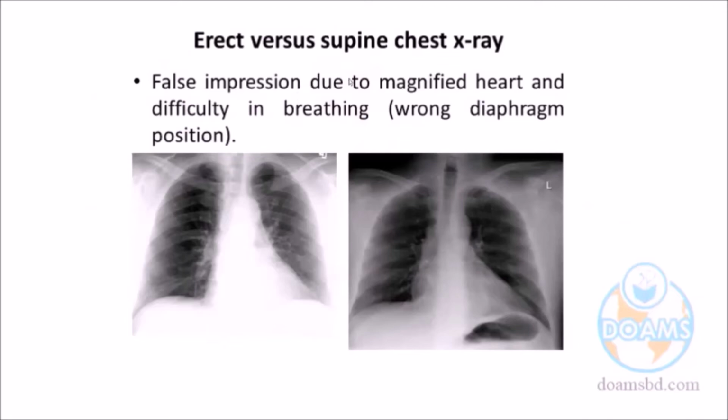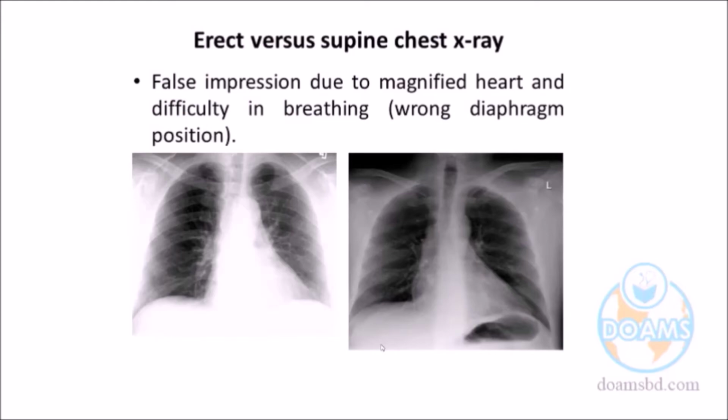Again, you see the erect and the supine X-ray. This is again part of orientation. We like to say this is erect and this is supine, I think in the second X-ray. There is an elevated dome of the diaphragm, and it seems to give an idea of cardiomegaly. The heart is magnified. This is the difference, and it should be mentioned. If it is not mentioned, it is very difficult.